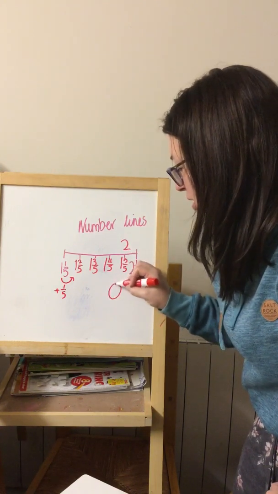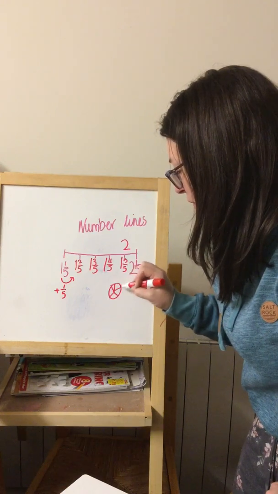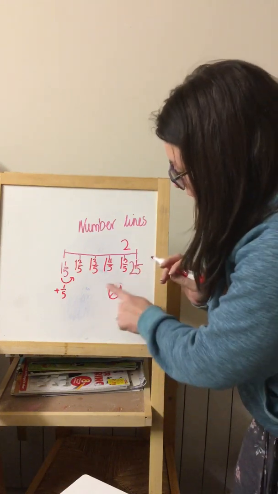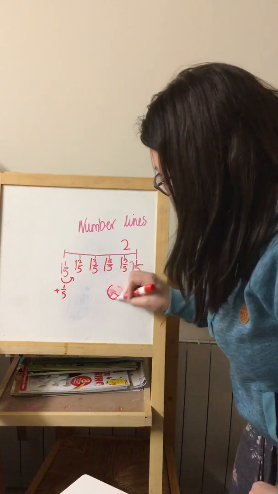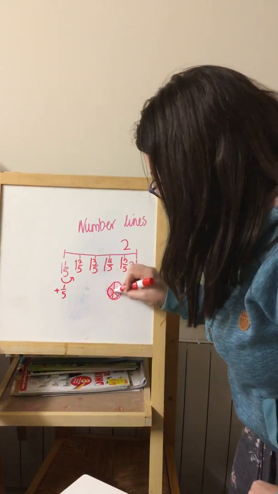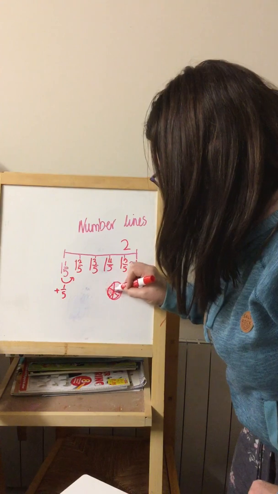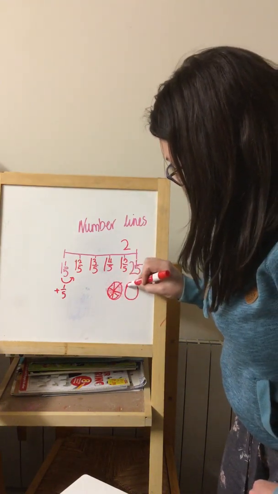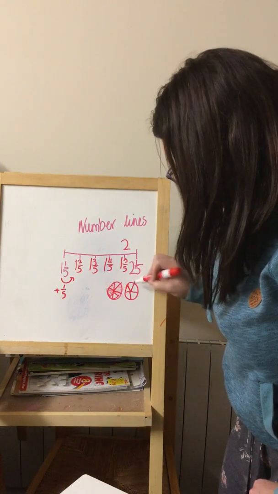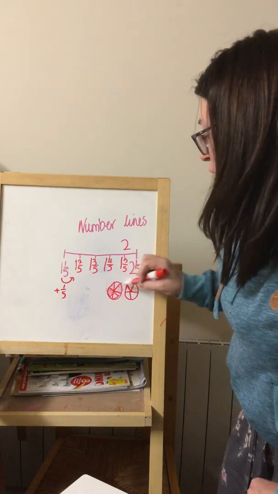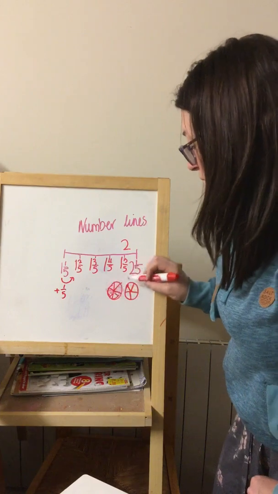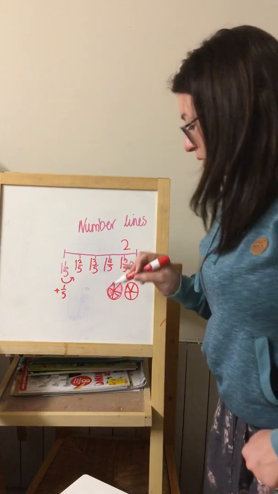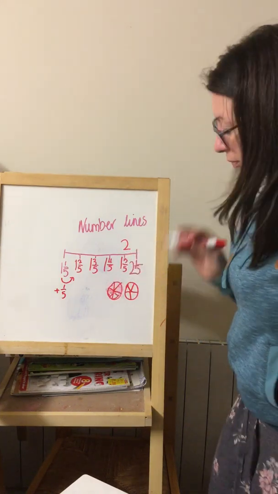If this was 2, two wholes made up of 1 and 5/5. So this one we change into a 2.